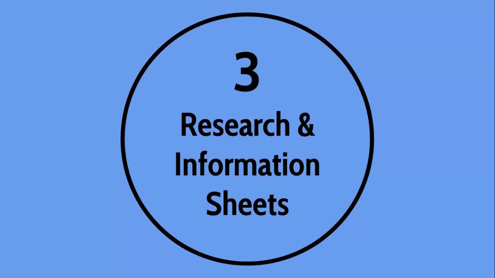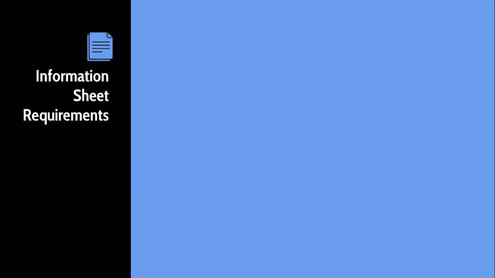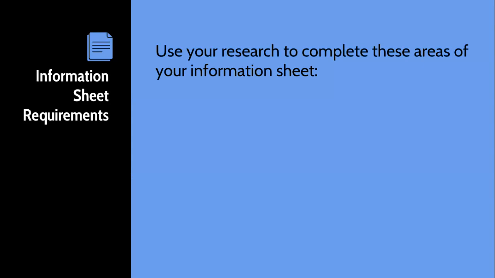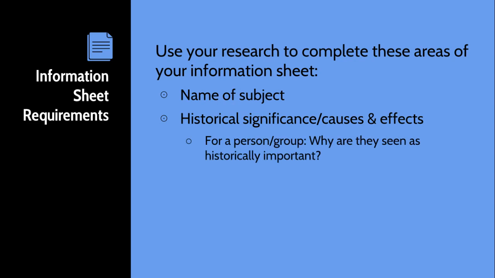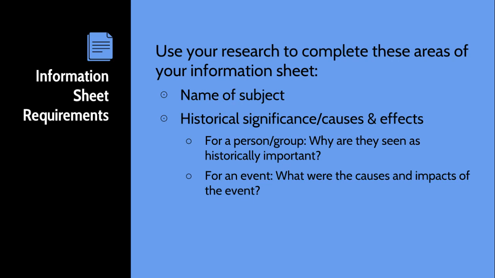So once you've decided on your subjects, you're going to be doing research and filling out information sheets for each of your subjects. So during your research, you want to make sure that you can complete these areas of your information sheet. First of all, obviously, you want to get the name of your subject down. And as we talked about before, the historical significance or causes and effects. So when you're looking at a person or group, why are they seen as historically important? And for an event, what were the causes and impacts of that event? Again, just keeping in mind, why do these things or these people still matter? Why are they so important?